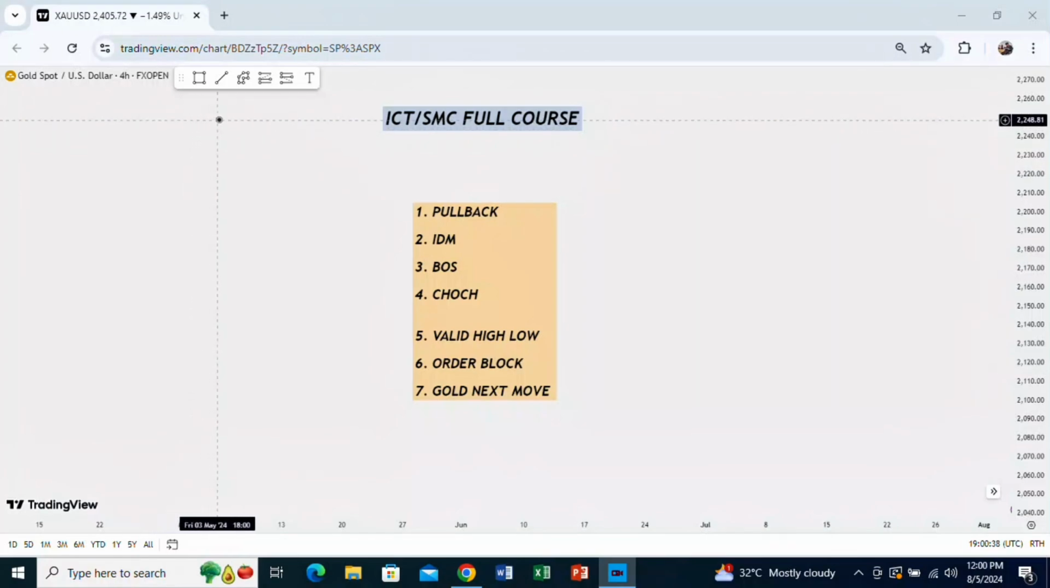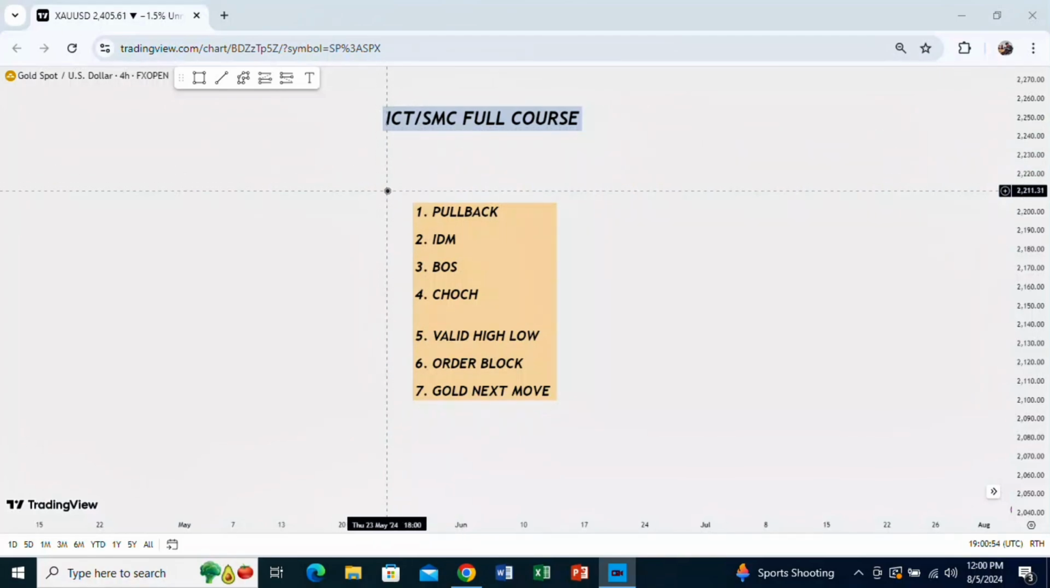In this lecture, I will teach you all the important ICT concepts. And I'm saying ICT full course because ICT is a YouTuber and most of the time he teaches things that don't really work or that don't really matter. So in this lecture, I will only teach you things that really work. And after learning it, you will be a complete trader.